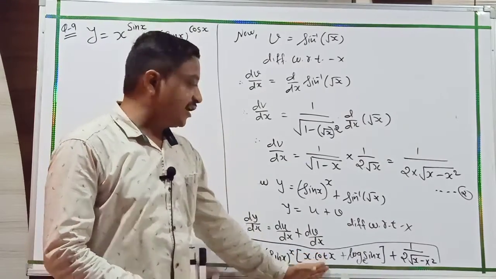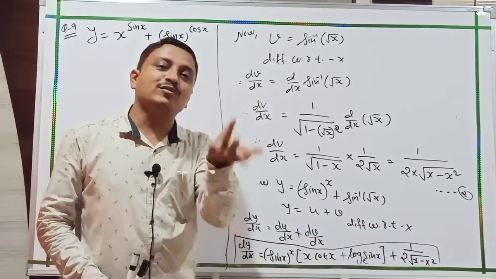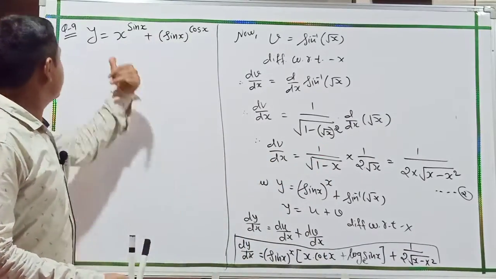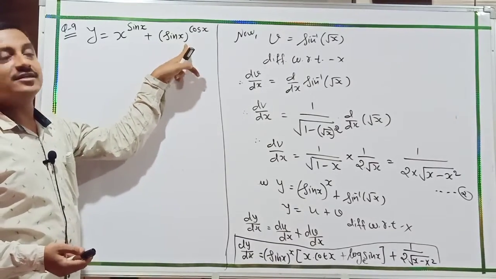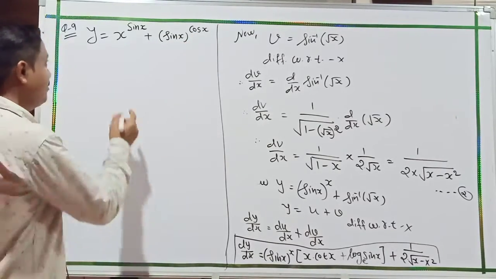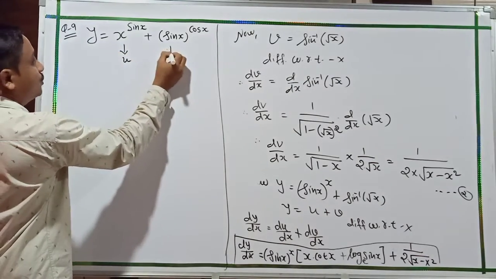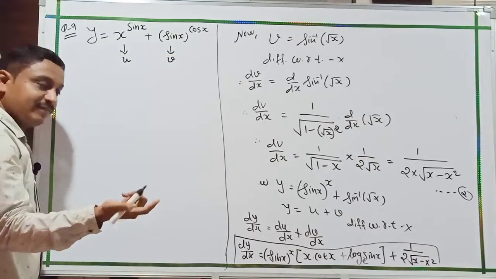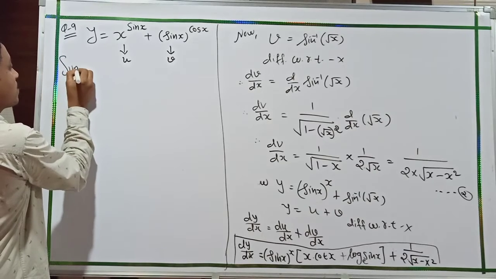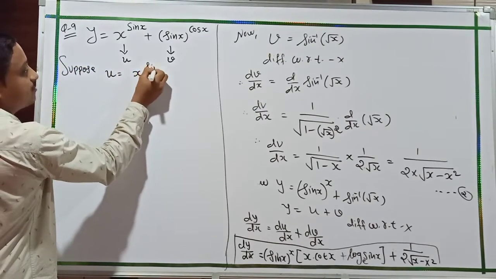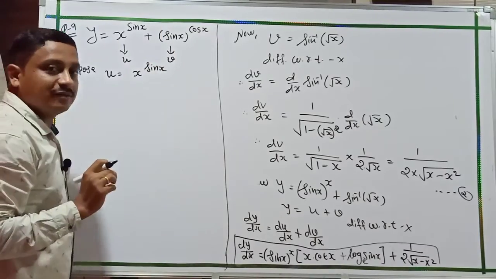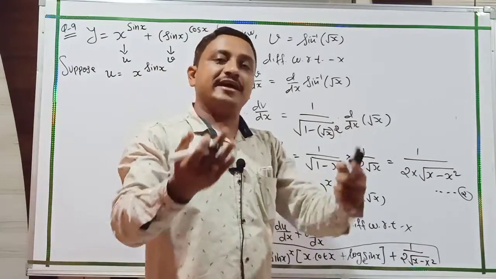Now students, after ending these sums, I go to one more interesting question. The question is number 9. y is equal to x raised to sin x, and second, sin x raised to cos x. Similarly, taking here u and here v. So suppose the same, you take u as the one with sin x in the power, and second the v function, after that I will explain to you.